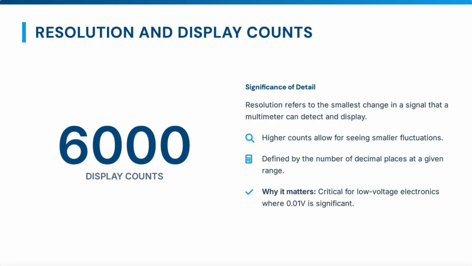Resolution is the smallest change in an electrical signal that a digital multimeter can detect and display, directly tied to the number of display counts, such as 6,000 counts. Key concepts. Smallest change represents the minimum increment the meter can register on a given range. Display counts. Higher counts, like 6,000 versus 2,000, allow the meter to show finer decimal precision and smaller signal changes. Practical impact. Essential in low-voltage electronics where a minor shift like 0.01 volts changes the diagnosis.